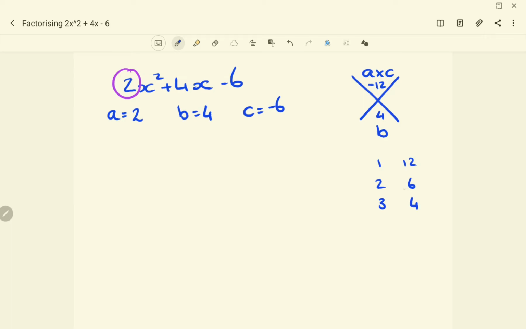So there's all our pairs. Now, we know because they're going to multiply to give us a negative answer, one of these is going to be positive, one of them is going to be negative. So there's no way to get that out of 12 and 1. If we look at 2 and 6, well, if the 6 was positive and the 2 was negative, then we've got minus 2 plus 6 equals 4. So that's going to be our answers.